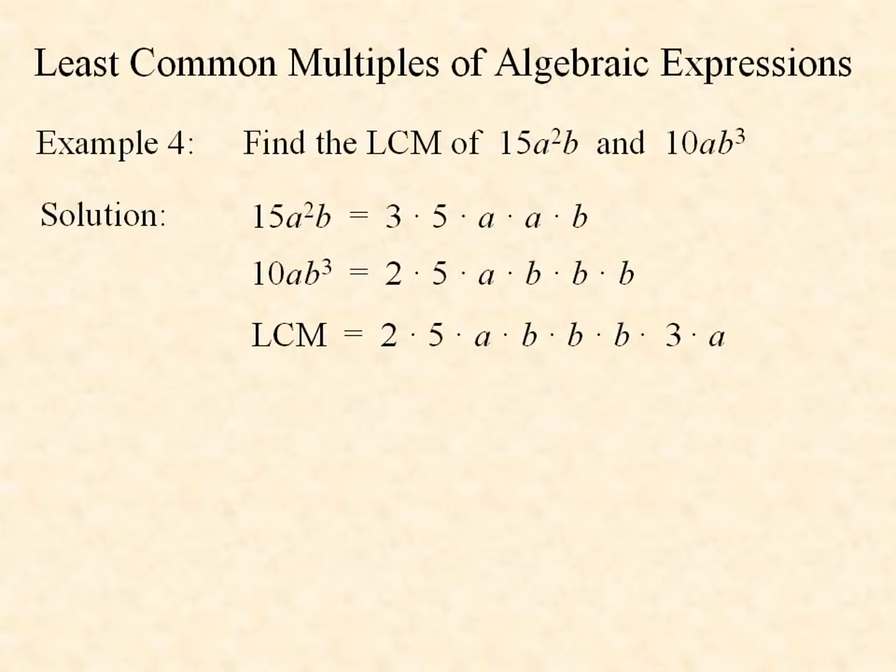We put the numbers together. 2 times 5 times 3 is 10 times 3, 30. A times a is a squared. B times b times b is b to the third. So our least common multiple is 30a squared b to the third.